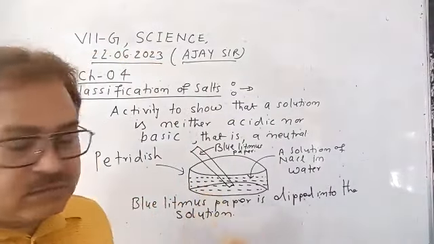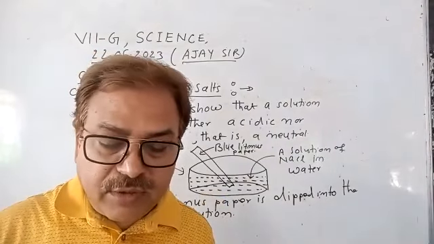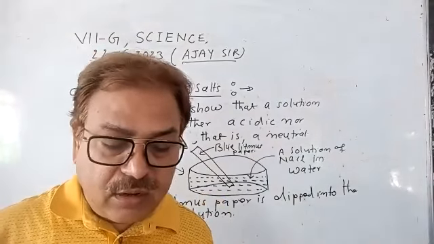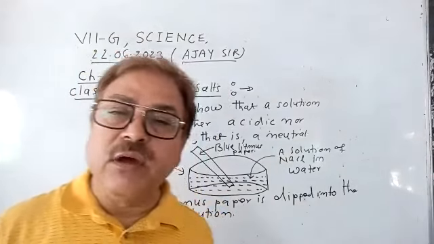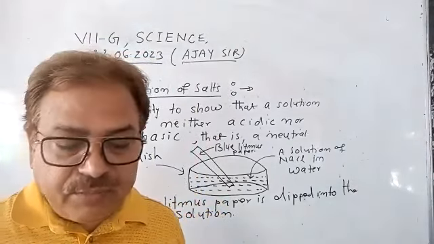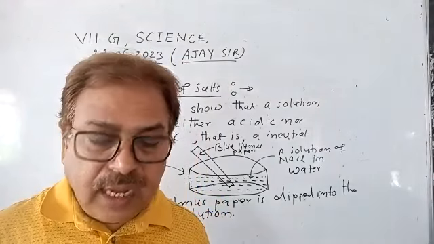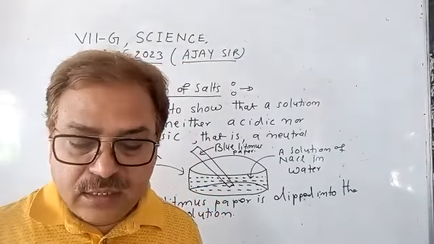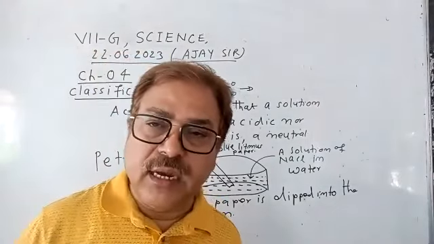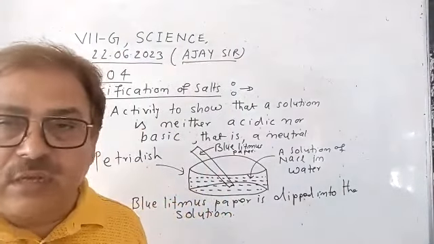Sodium chloride is an example of a neutral salt. Similarly, potassium chloride, potassium nitrate, and sodium sulfate are examples of neutral salts.